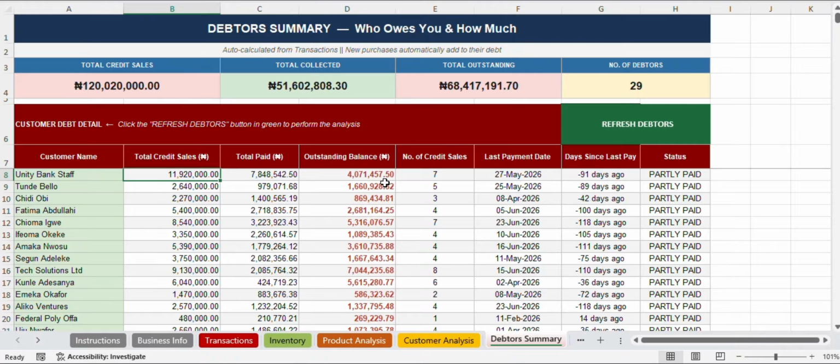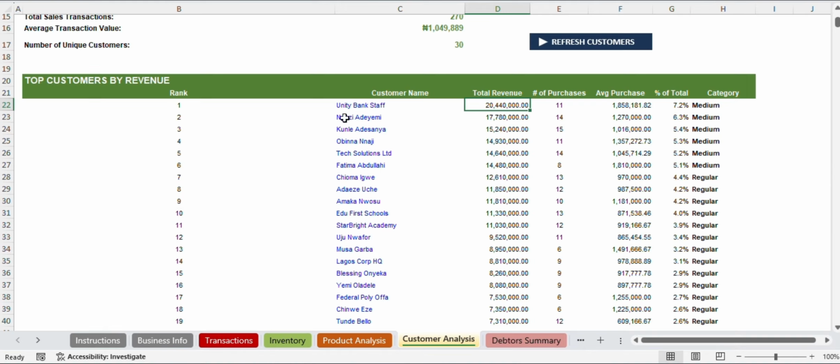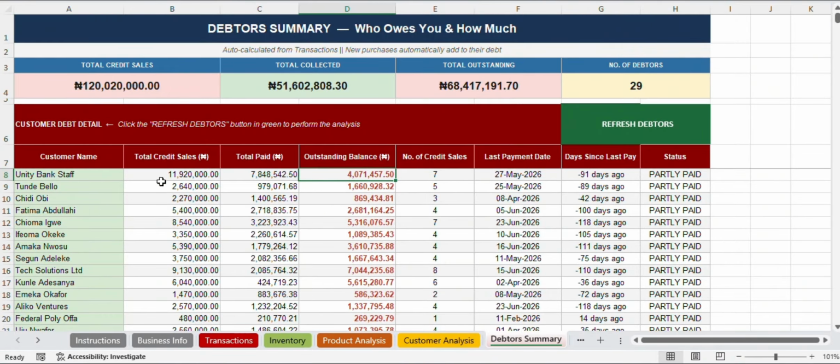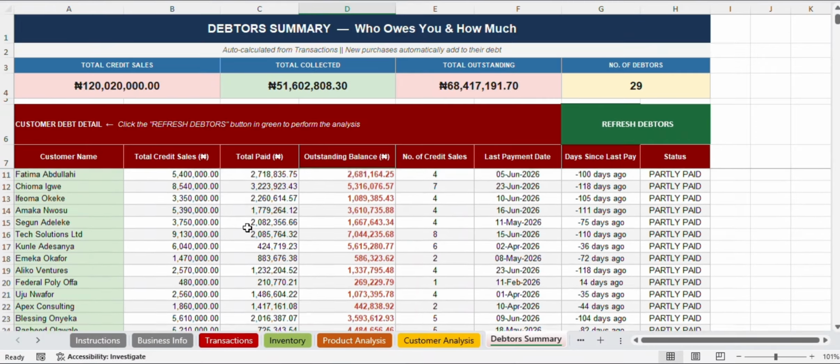So when you come back to that customer analysis which we did, we were praising Unity Bank staff for having a total revenue, they've given us 20 million 440,000. However, part of those sales, when we come to the debtor summary, we see their name here as people that are owing us. So this is another use of this sheet: you can see the people that are owing you, and please give them a call.